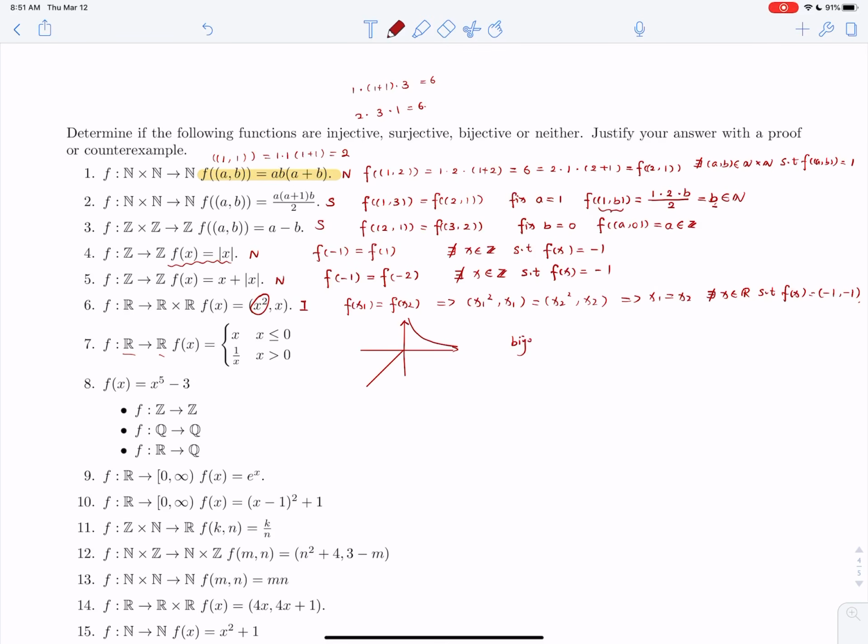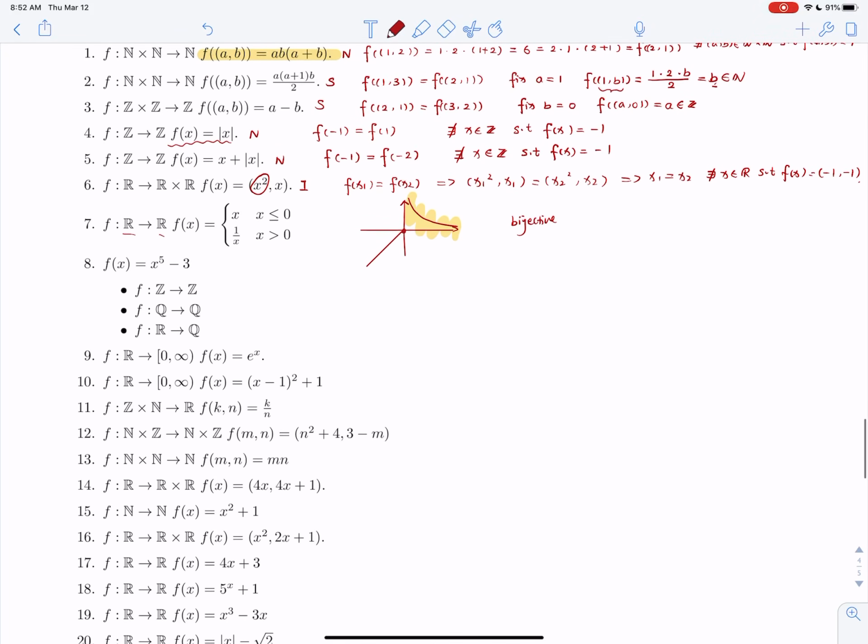Why? Because for injectivity, we can do a horizontal line test as mentioned in part 1. It passed the horizontal line test, so it's injective. And it's surjective because it maps from negative infinity to infinity. If we look at this side, you'll see that it will never get 0, but here it maps to 0, so it actually maps from negative infinity to infinity. So it's bijective.